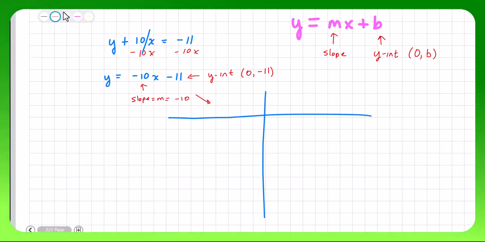And the first thing I would graph is (0, negative 11). So 2, 4, 6, 8, 10, and right there, negative 11. So I know there's a point right there.